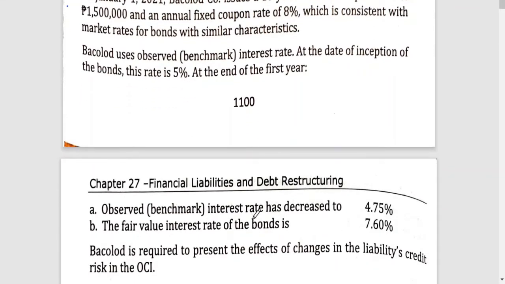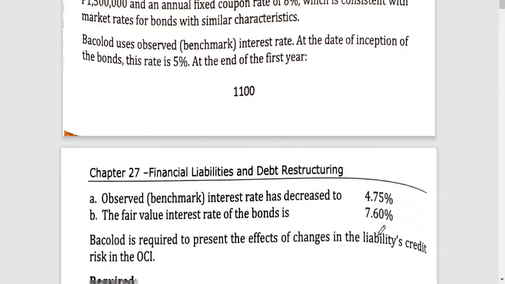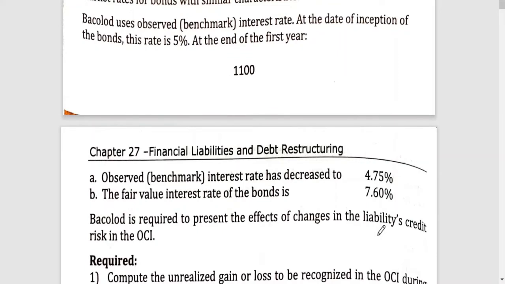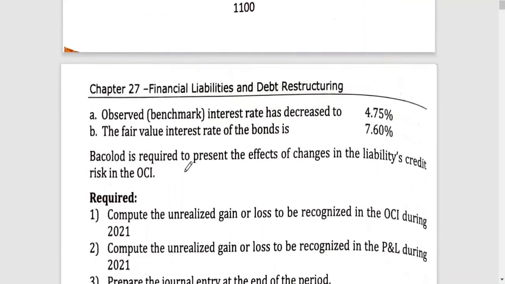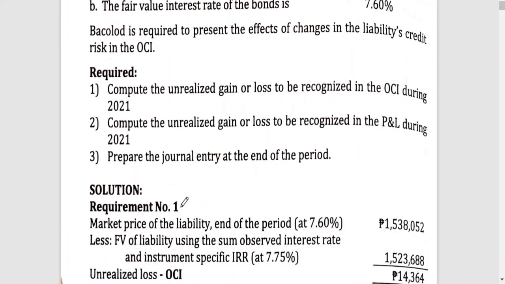So, at the end of the first year, we have the following. The observed interest rate has decreased to 4.75%, and the fair value interest rate of the bonds is 7.60%. Bacolod is required to present the effects of changes in the liability's credit risks in the OCI. First question, what is the unrealized gain or loss to be recognized in the OCI during 2021? So how do we compute that?